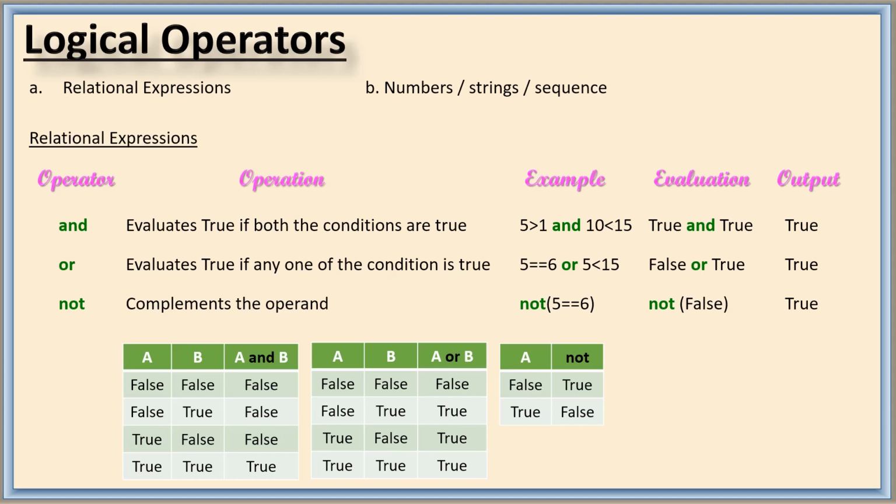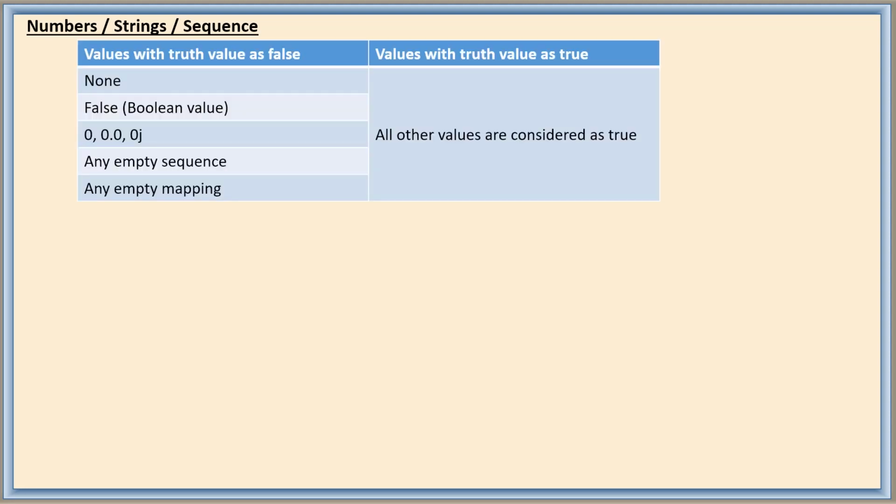Now next we will see how it works on numbers, strings and sequences. See here, numbers or strings or sequences have either a true value or a false value. Don't take it as a literal, as a constant true or false. You consider here that value which is a true value or a false value. To represent it, I have written true and false completely in small letters.